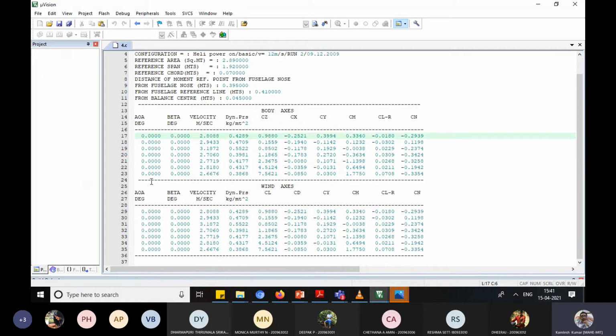So what is this? This is the zero angle of attack, tested for zero angle of attack. This is the velocity, this is the dynamic pressure inside the wind tunnel, and then this is the body axis related. So you have the z direction, the x direction, the lateral direction, then pitching moment, rolling moment, and yawing moment. These are the coefficients in the body axis. This is the wind axis: lift coefficient, drag coefficient, lateral coefficient, then pitching moment, rolling moment, yawing coefficients.